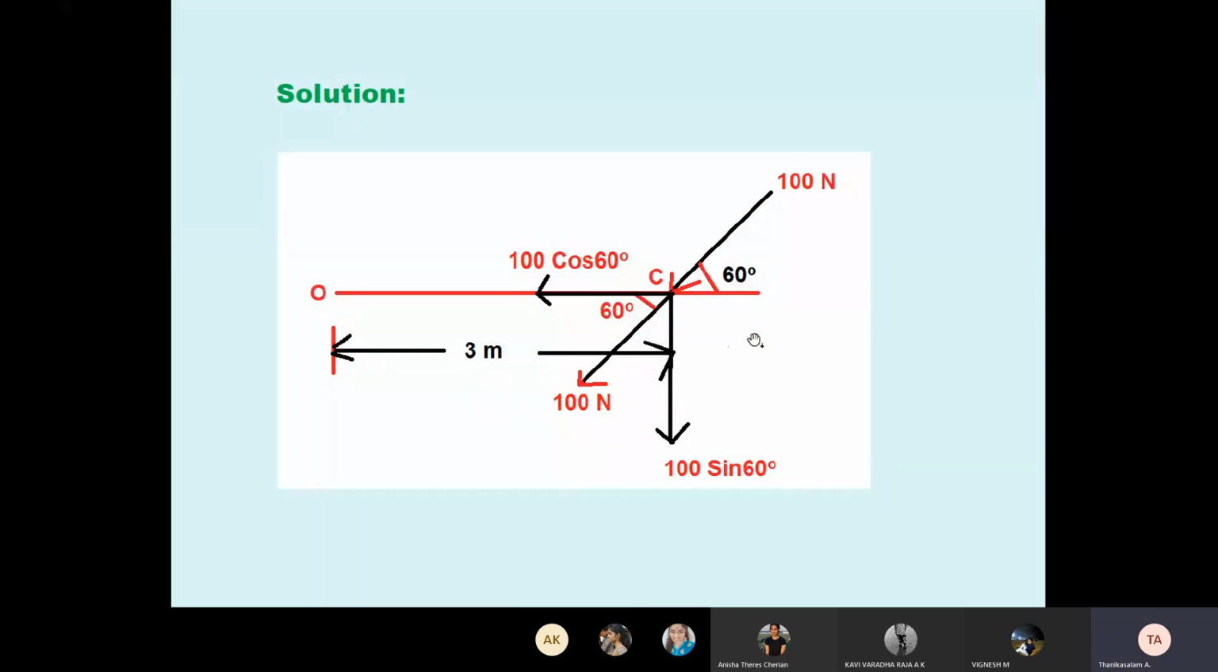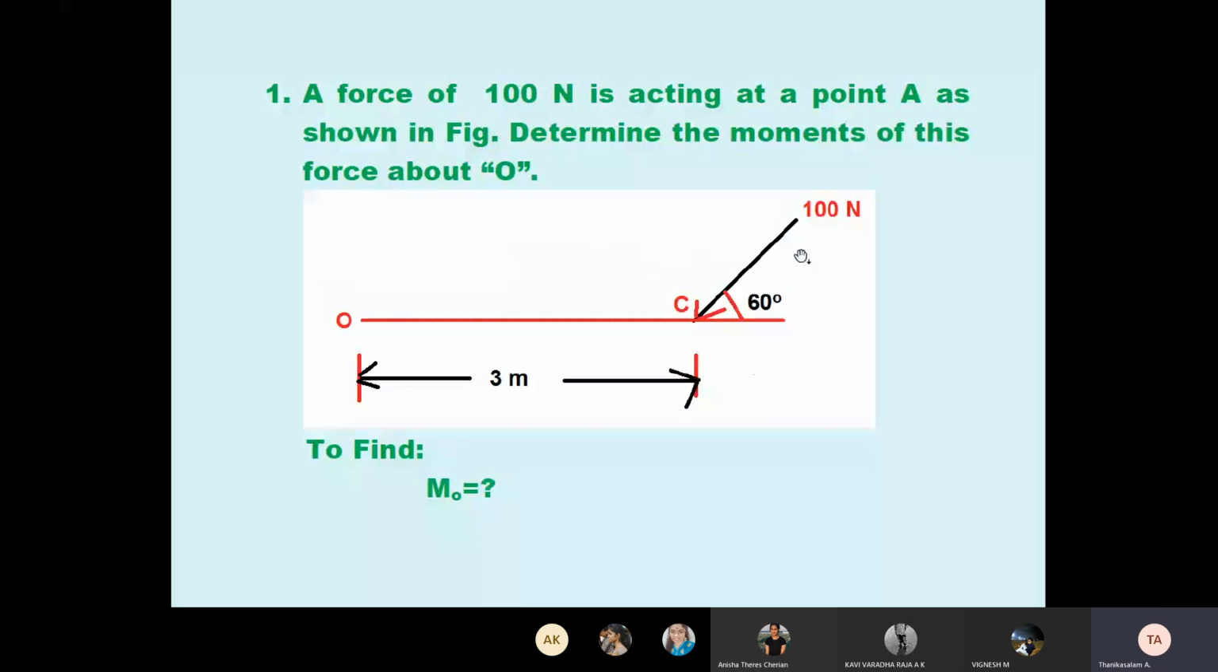So in this question, they asked the moment only. Students, they asked the moment with respect to O. So what is moment? Your mind goes to moment means force into perpendicular distance. This force is not perpendicular with respect to O, so it needs resolving. How to resolve? You see the arrow mark goes to the third quadrant, with respect to the x-axis.